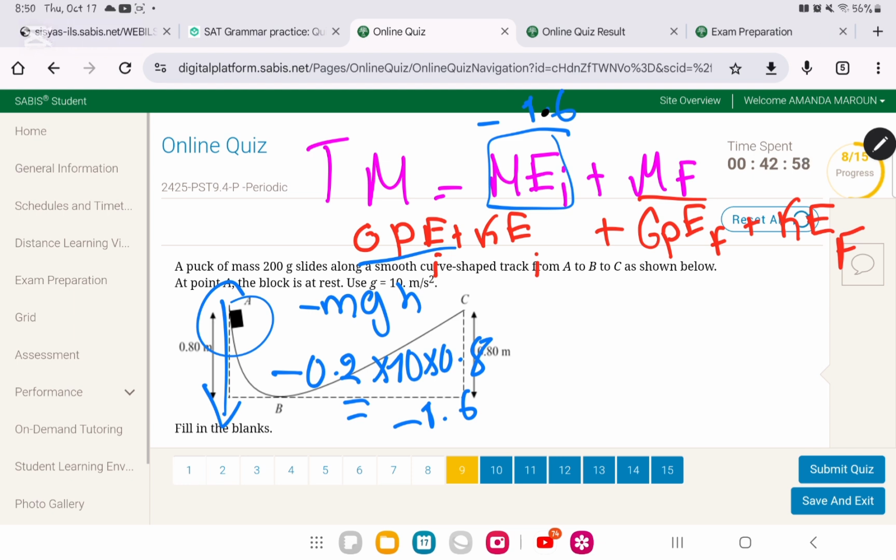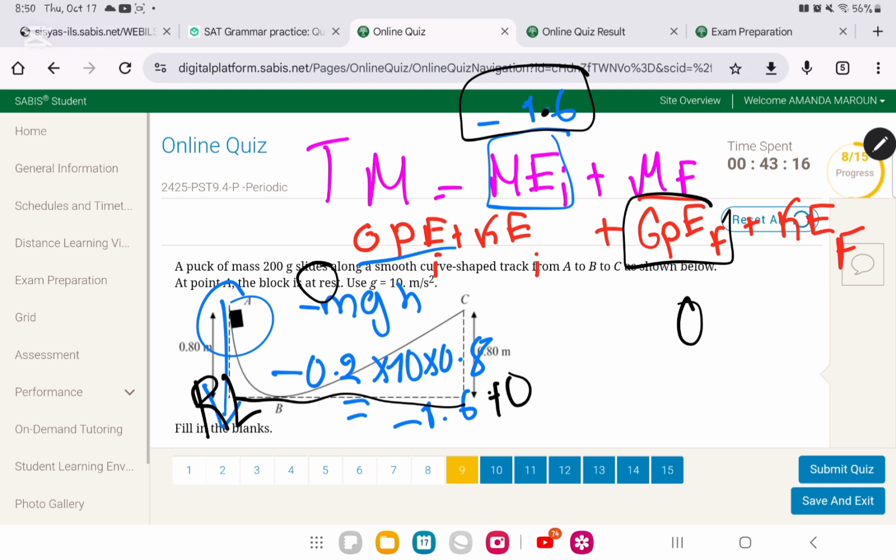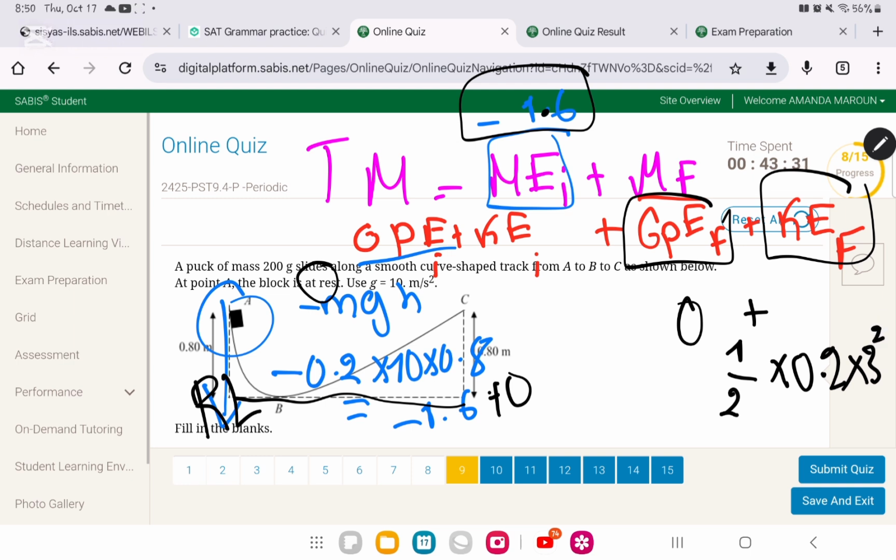Now for the mechanical energy final, what are we gonna do? Sorry, I forgot to do the kinetic energy. Now the kinetic energy, since it's at rest, it is gonna be 0. So like that, we found the mechanical energy initial. For the mechanical energy final, the GPE is 0 since it is at the reference level. Then the kinetic energy final is 1 over 2 times the mass, which is 0.2, times the velocity squared. What is the velocity currently? It is 3, because if you go down, the speed is 3, so 3 squared. If you do it on your calculator, you will get 0.9.